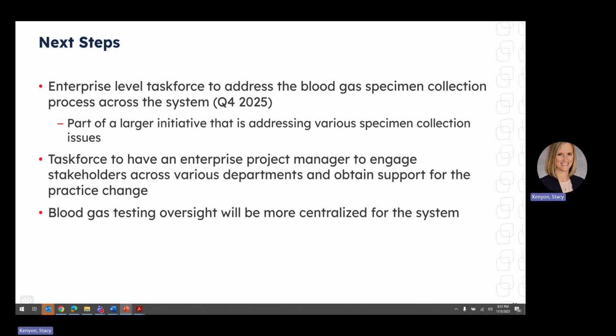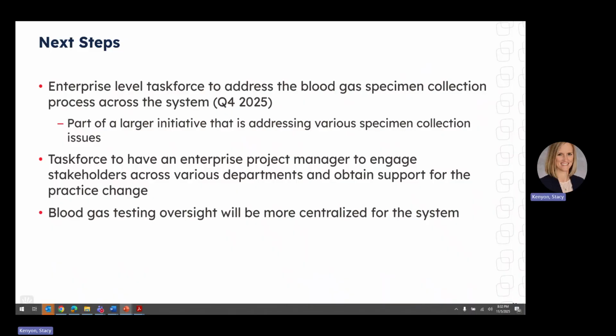The task force will have an enterprise project manager to engage stakeholders across various departments and get buy-in. What we ultimately found is that it's a challenge to have just a few people from the lab and a few nurse educators to really be able to get the buy-in needed to make such a large culture and practice change.